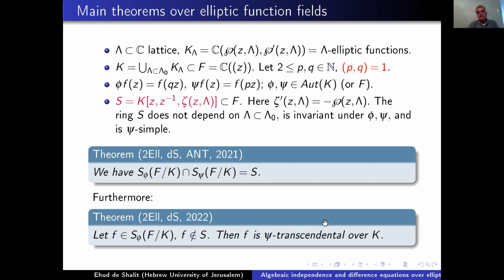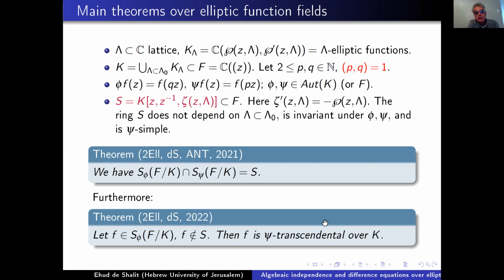These are numbers that have now to map the lattice into itself. And I need to assume for my own work, this is something that I would like to relax, but at the moment I need a stronger assumption than that they are linearly independent, namely that they're relatively prime. They need not be prime, but just relatively prime to each other. And I consider the automorphisms of the field K of substituting QZ and PZ for Z in the elliptic function, and I call them, as before, phi and psi.